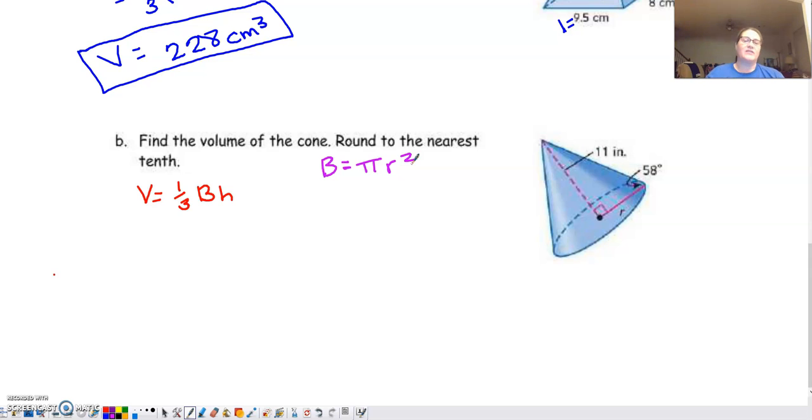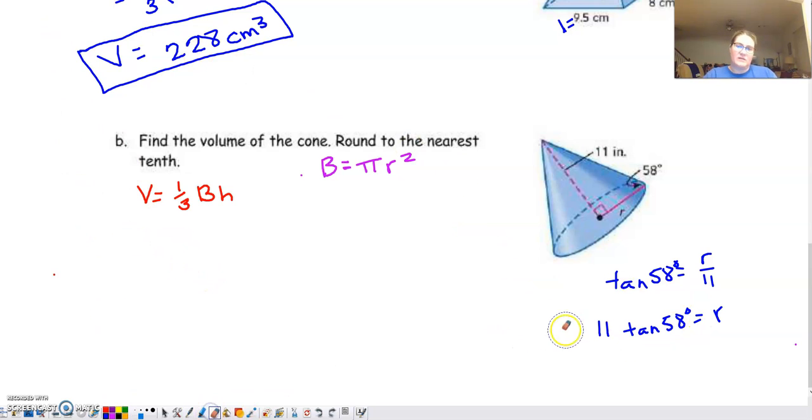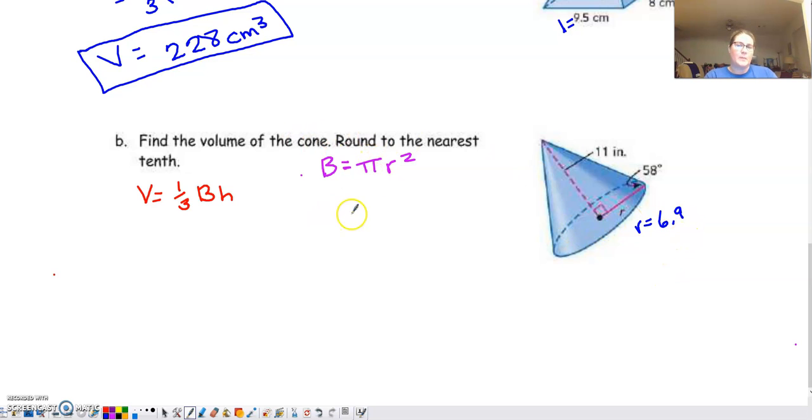Now, we don't actually have enough information for you guys to solve this cone today, I don't believe. I'm going to pause real quick. So you don't actually have enough information currently to solve this because we haven't gotten to trig yet, and we're not going to worry about that right now. So I'm going to give you guys the side length you need, which is that the radius is equal to 6.9. I'm going to give you that, and we're going to plug it in here.